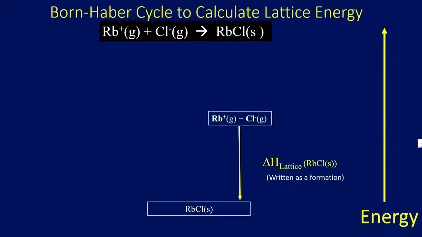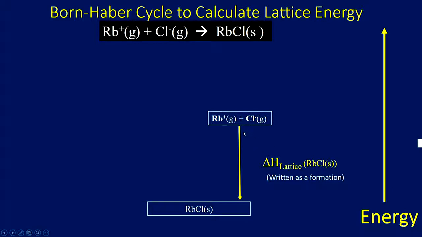In this video, we want to calculate the lattice energy for the formation of rubidium chloride. This is an energy diagram. Going up represents an increase of energy. I will remove this in subsequent slides. And we're looking at the lattice energy.